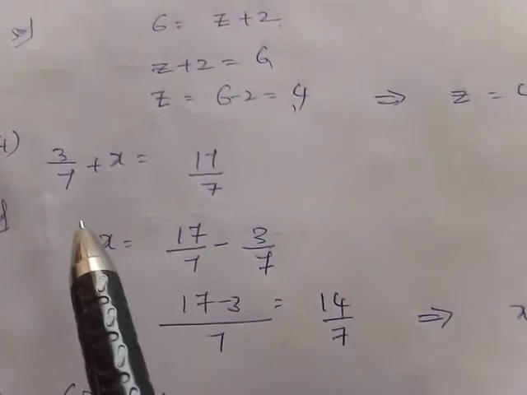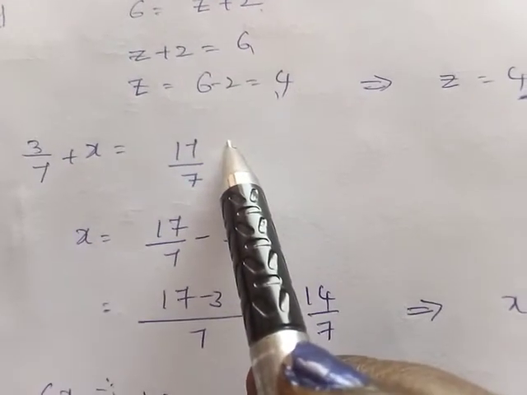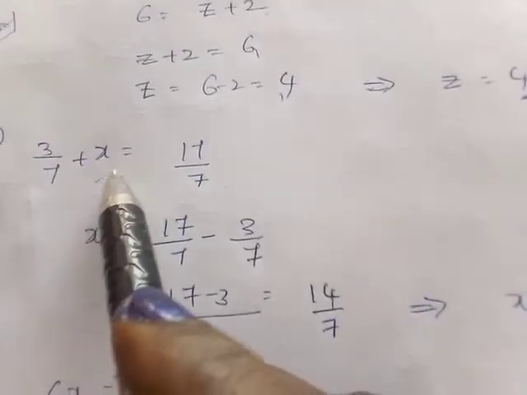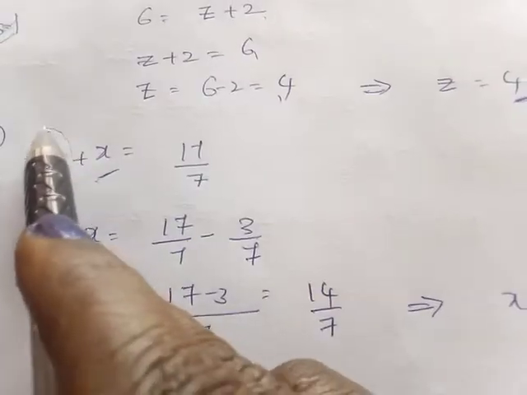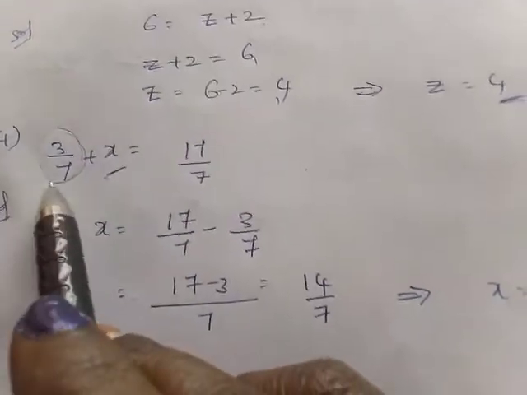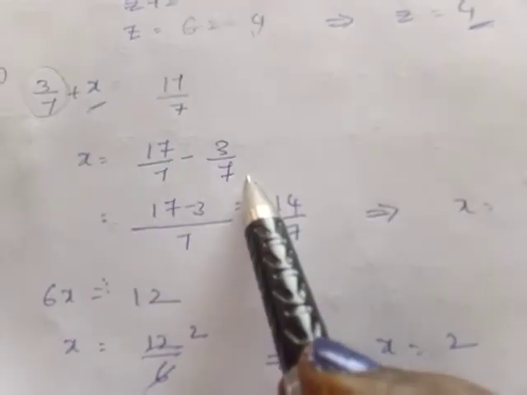Next come to the fourth problem. 3 by 7 plus x is equal to 17 by 7. Here we need only the value of x. No need of this term. So I am sending this 3 by 7 to this side. Here it is plus. When it comes to this side, it becomes minus. So x is equal to 17 by 7 minus 3 by 7.